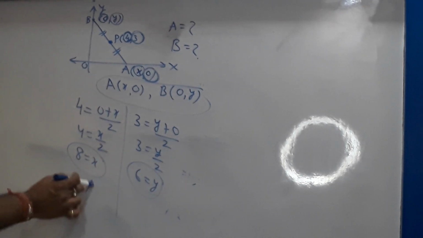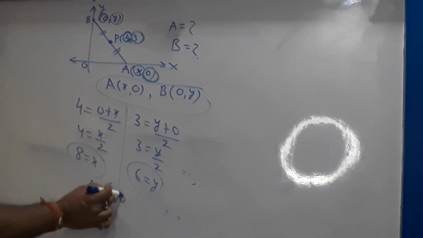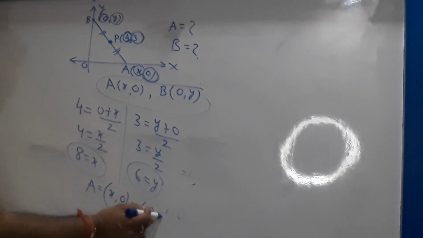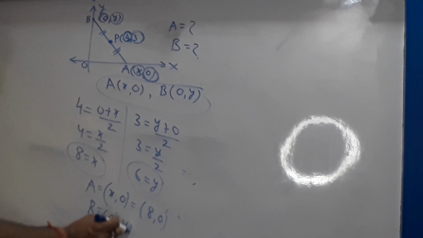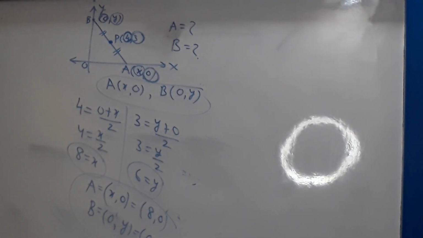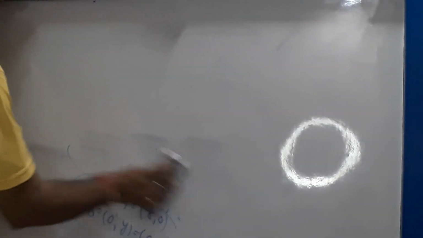So we write A coordinate is x comma 0, x is 8, so 8 comma 0 is A and B is 0 comma y, y is 6, 0 comma 6. So A is 8 comma 0, B is 0 comma 6. Yes, clear? Followed? Okay. Now let us consider new type of problem. Each type of problem we are covering.